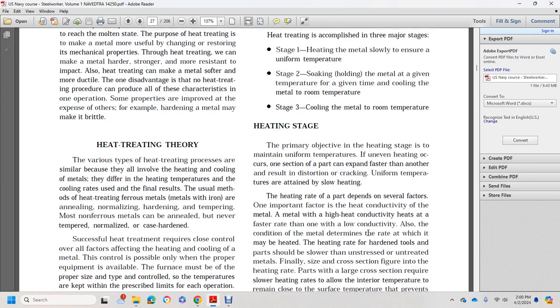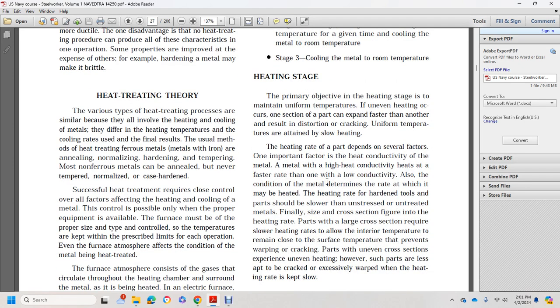Heating stage. The primary objective of the heating stage is to maintain a uniform temperature. If uneven heating occurs, one section of the part will expand faster than another, resulting in distortion and cracking. Uniform temperature is attained by slower heating. Heating rate depends on several factors. Another important factor is the heat conductivity of the metal. A metal with high conductivity heats at a faster rate than one with lower conductivity.